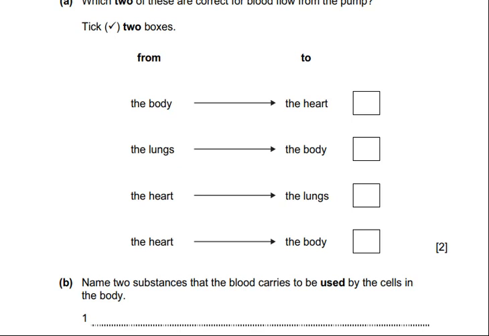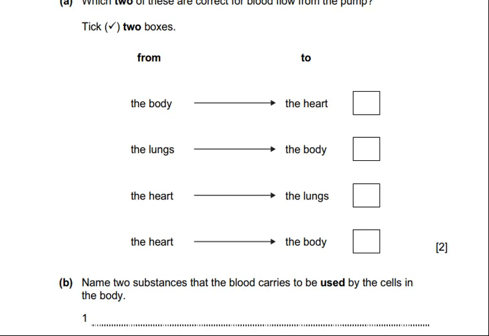So number 1, from the body to the heart, false. Leave it. Don't tick or cross. Just leave it. 2, from the lungs to the body, again false. Leave it. 3, from the heart to the lungs, correct. Tick this one. And the last one, from the heart to the body, tick this one too, because it's also correct. So you just tick number 3 and number 4.